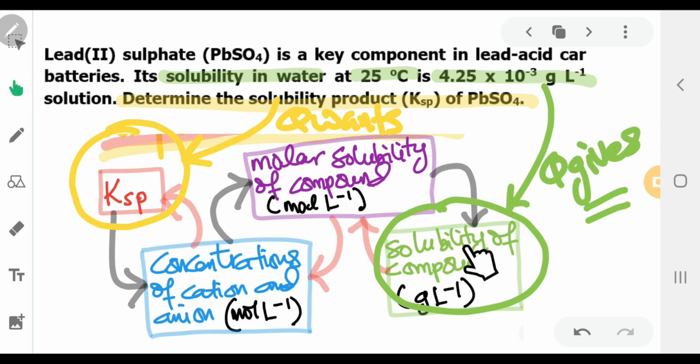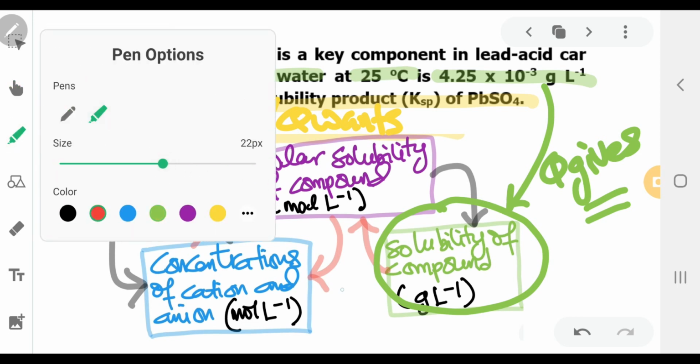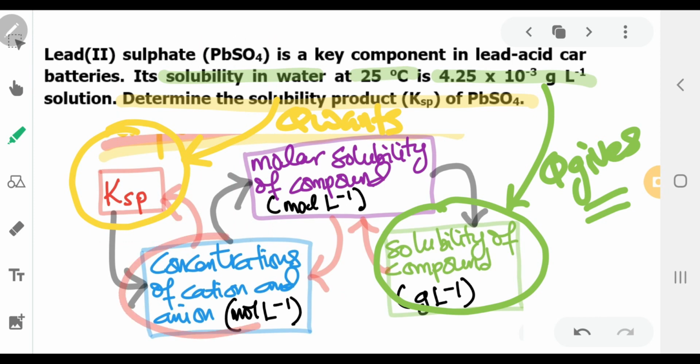To get from solubility of a compound in gram per liter to Ksp, first you have to change this into molar solubility. And then from molar solubility, we're going to be using the ICE table to find the concentrations of cation and anion. And from here, we should be able to work out the Ksp value. Remember, when you try to deal with this, we're going to be using the ICE table.